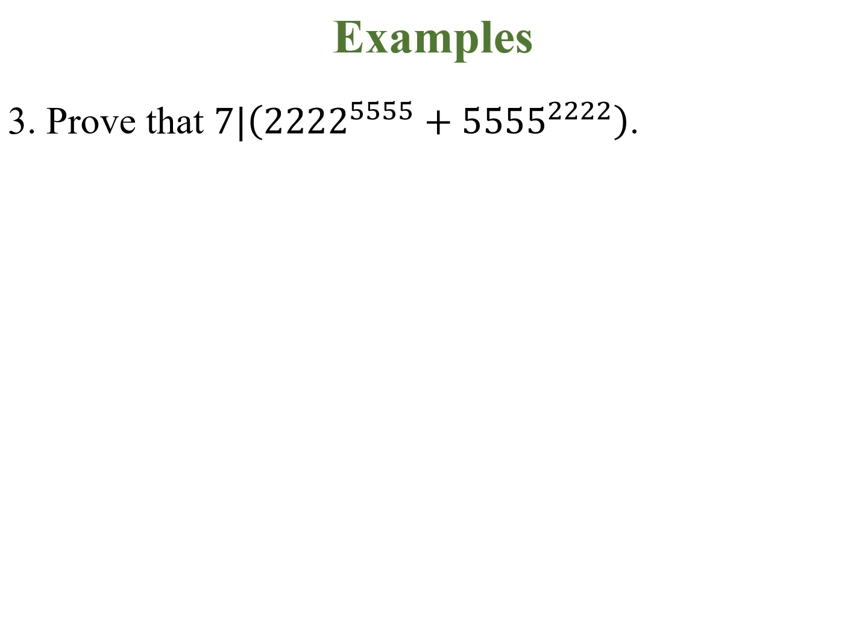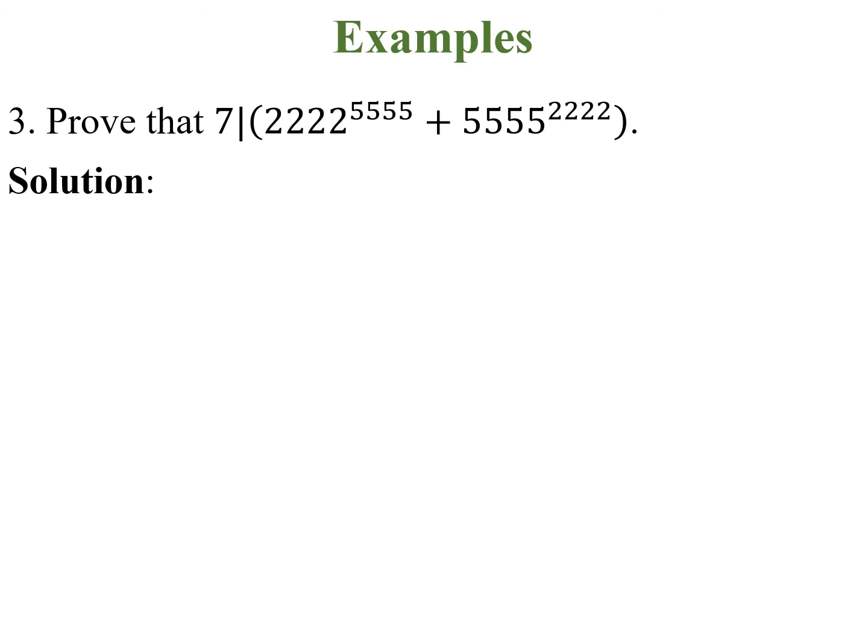Next example: prove that 7 divides 2222 raised to 5555 plus 5555 raised to 2222. This is a very big number, but you can get the solution by using the Euler phi function and properties of congruence.